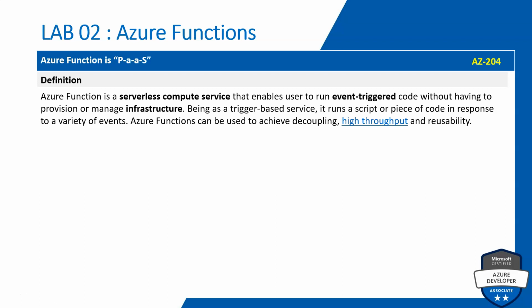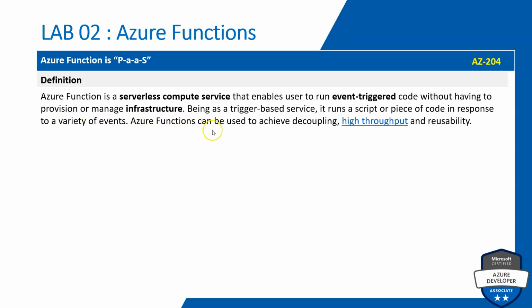Azure Function is a serverless computing service that enables users to run event-triggered code without having to provision or manage infrastructure. It means Azure Function is a component that comes under serverless computing, where you don't have to maintain any kind of server or infrastructure. Okay, and it is completely based on events. It lets you run a script or a piece of code in response to a variety of events.